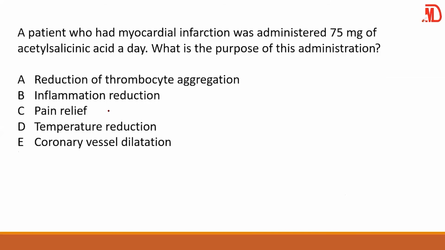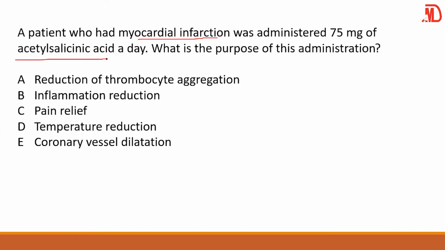We have a patient who had myocardial infarction. When we say myocardial infarction, it refers to people who do not have enough blood or enough oxygen to the tissues of the heart. So the heart is not able to function properly. The patient was administered 75 milligrams of salicylic acid. They're actually referring to aspirin. Normally, people with myocardial infarction, we give them aspirin.